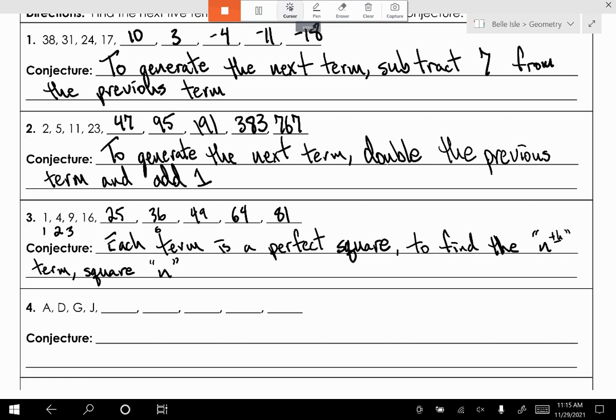These are perfect. This one's not right, but I don't expect anybody to get that right. So we're going to talk about it in a second. Okay, I'm going to give you just a couple more minutes. Then we're going to talk about these. If you are still working on those, keep working. We're going to talk about them.